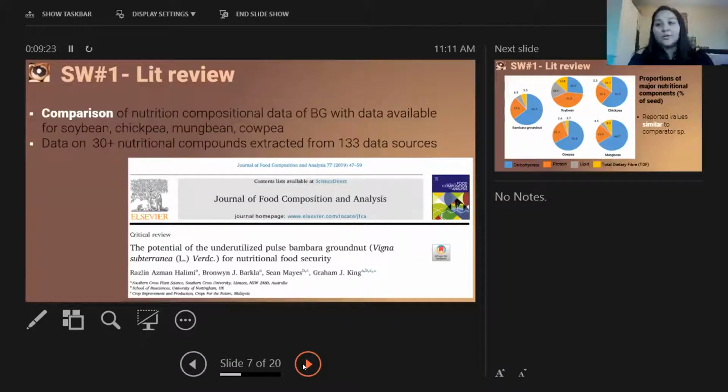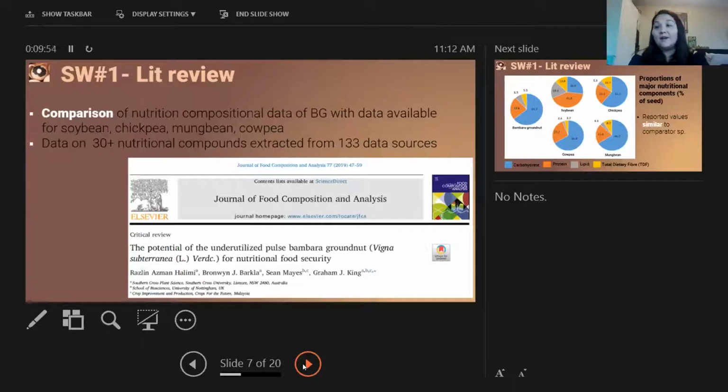The first component is the literature review. I know literature reviews are standard for a PhD, everybody does it. However, a literature review on a crop usually only focuses on 1 crop. But for my literature review, I had to focus on 5 crops, so it was like doing a literature review on 5 legumes. The focus was more on bambara, but I had to get data to compare with every single one of my comparative crops. That's why I ended up with 133 data sources.